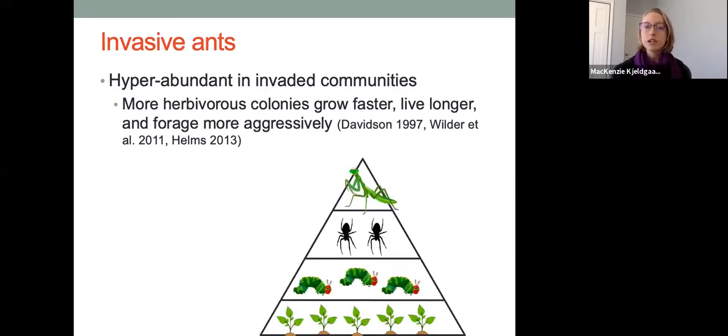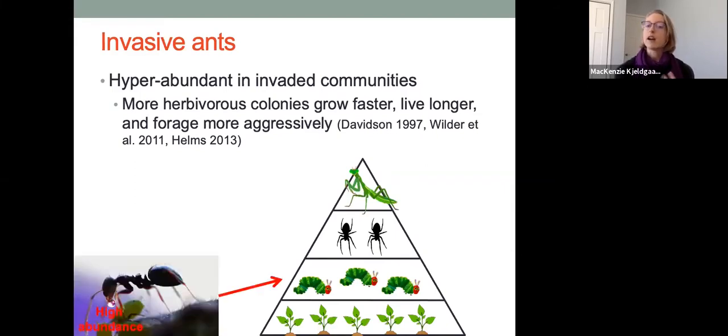So in that way, they really do seem to follow this traditional Eltonian pyramid, where colonies that are feeding more as herbivores, and typically that means that they're feeding on higher amounts of carbohydrates or sugar resources in the form of insect-produced honeydew or extrafloral nectar. So colonies that feed on high amounts of those sugar resources tend to reach a higher abundance compared to their more predaceous counterparts.